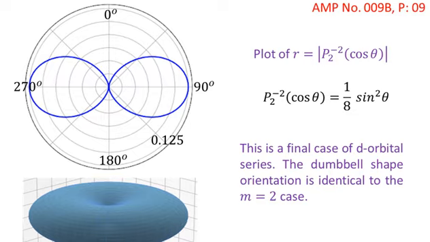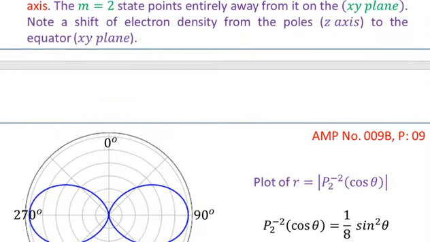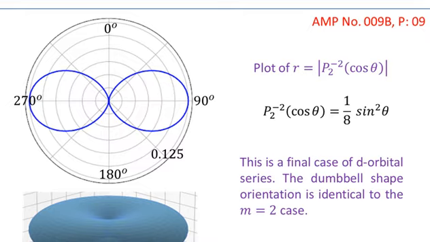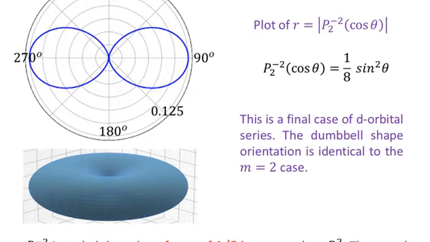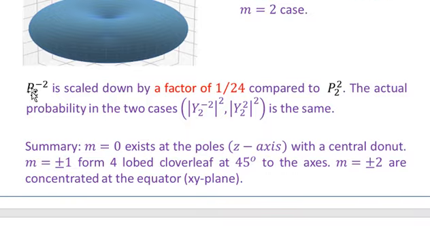The rest of the discussion will be the same as we have discussed over here in the case of m is equal to plus 2. So in the case of m is equal to minus 2, the same explanation will be applicable. So I am not going to discuss that one. I am only going to discuss some critical points. So P2 minus 2 is a scaled down version by a factor of 1 over 24 compared to P22.